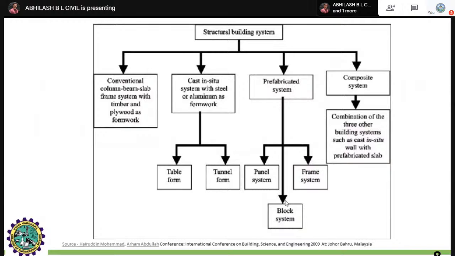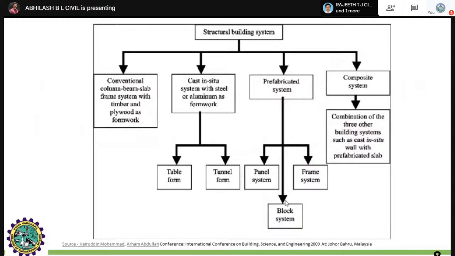Coming to the next, cast in situ system with steel or aluminium as a formwork, since the plywood, timber and wood material which are used for the formwork are consumables. It should be repurchased again and again. Since it is a consumable, yearly it might get termites, rots, right? Like this, it might decay or degrade. In order to avoid such problems, the next type of construction is aluminium formwork.